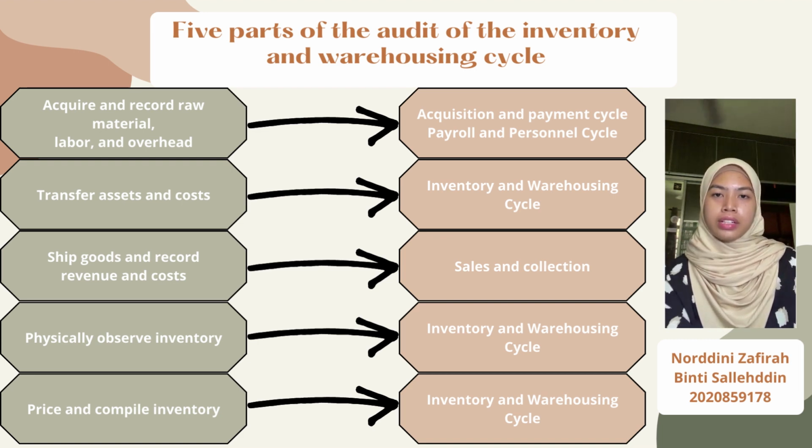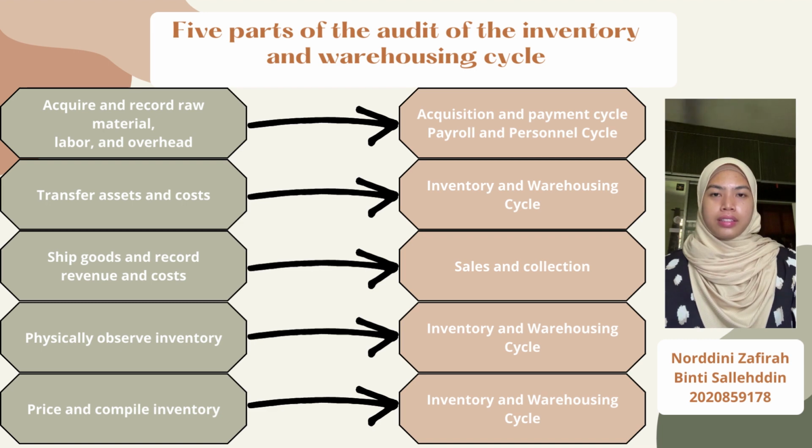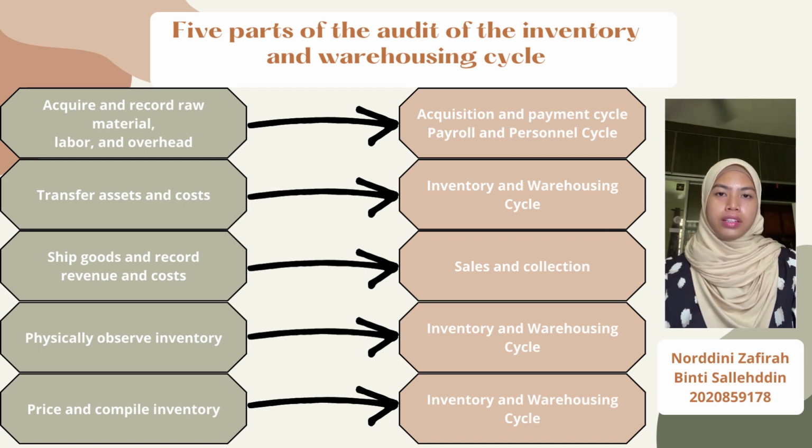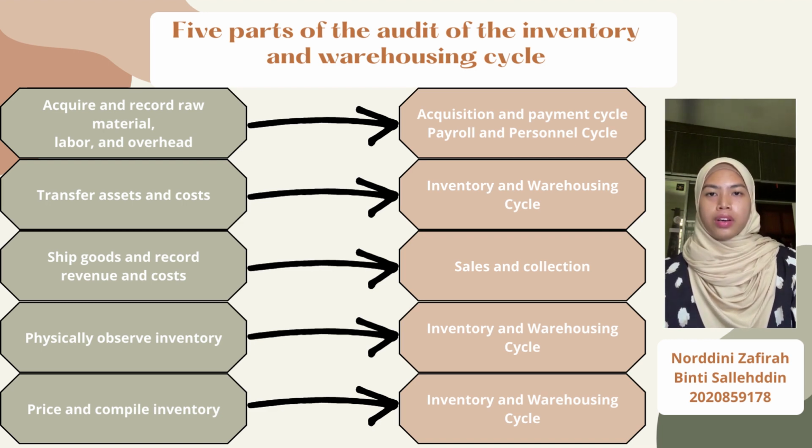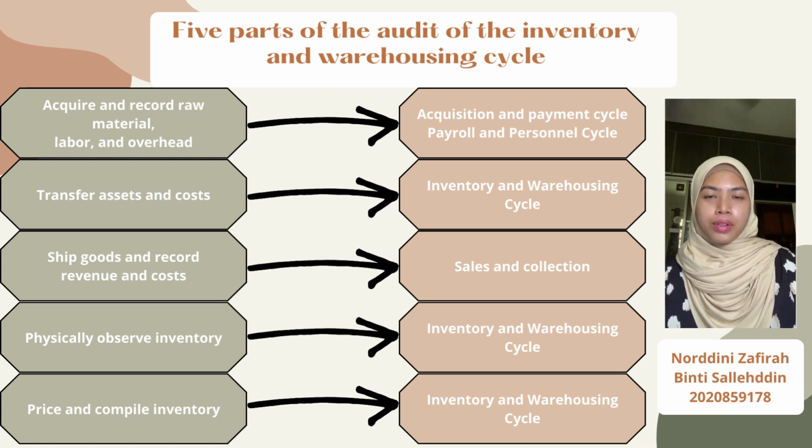Because of the interrelationships between this cycle and other cycles, some parts of the audit are most efficiently tested with the audit tests of other audit cycles. In the figure, auditors test the first activity of the cycle as part of the audit of the payroll and personnel cycle and the acquisition and payment cycle. They also test the shipment of goods and recording of revenue and related costs in the sales and collection cycle.